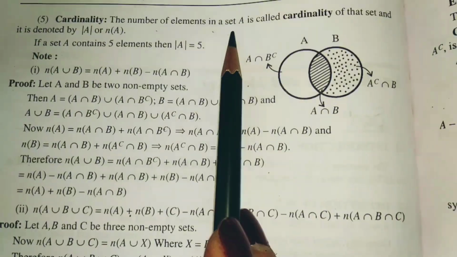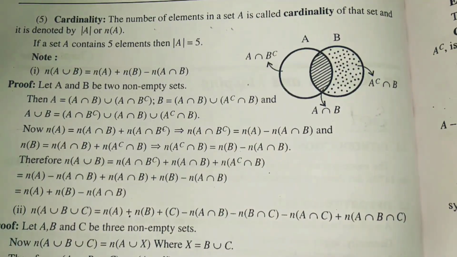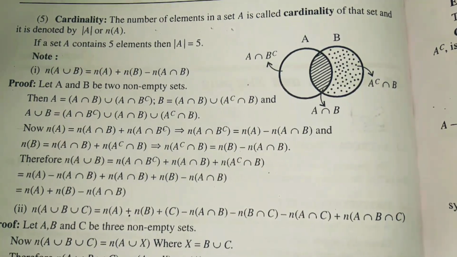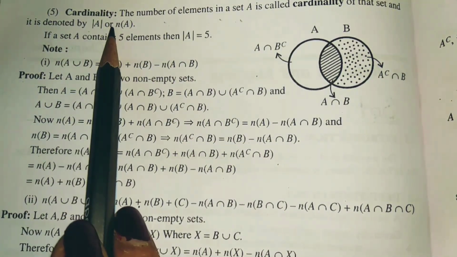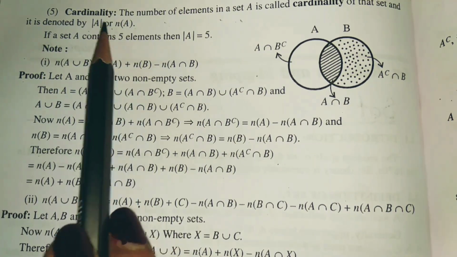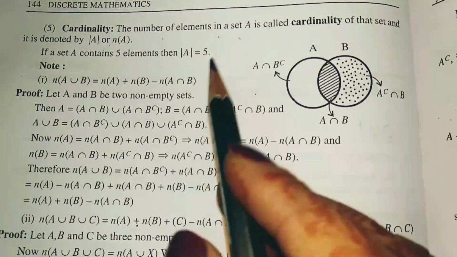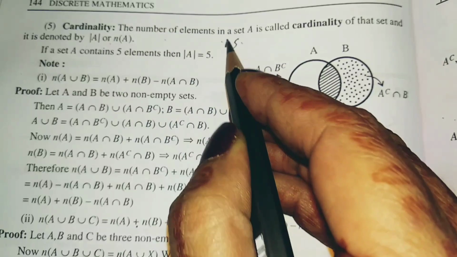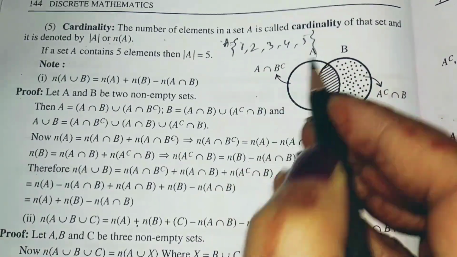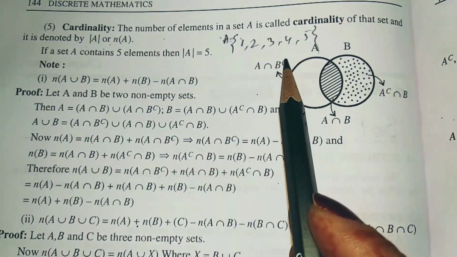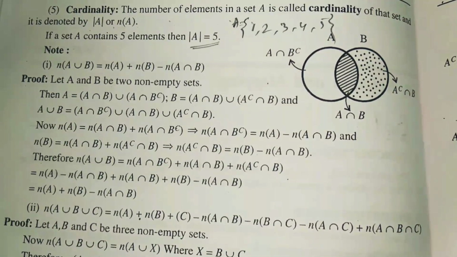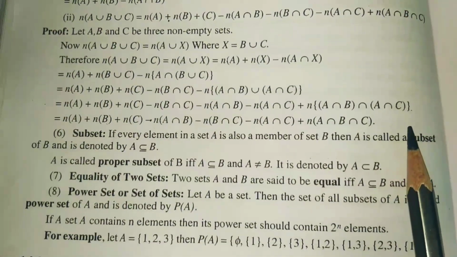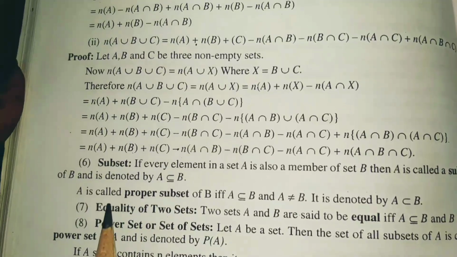The number of elements in a set A is called the cardinality of the set, and it is denoted by the sign mod A or n of A. For example, suppose A is a set which contains 1, 2, 3, 4 and 5 elements. So we can say the cardinality of this set is 5 and it is written this way.